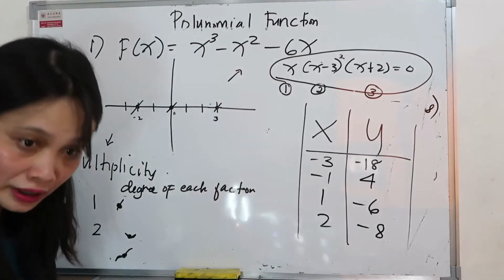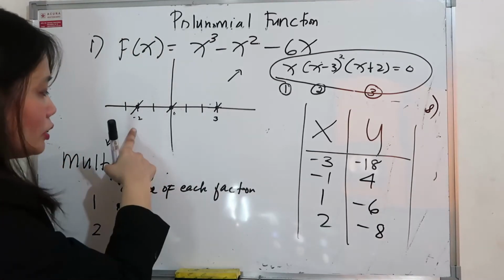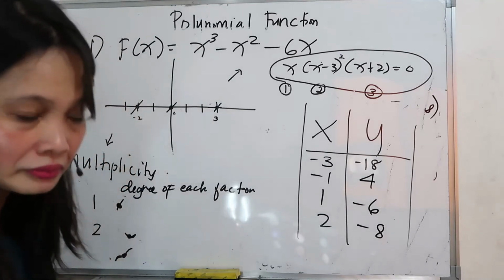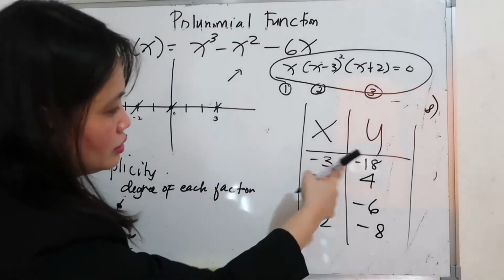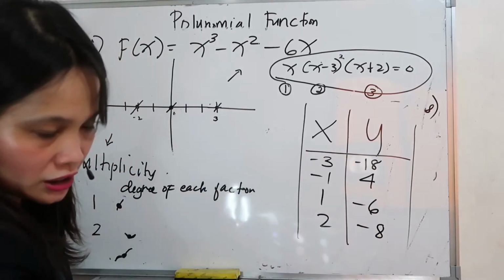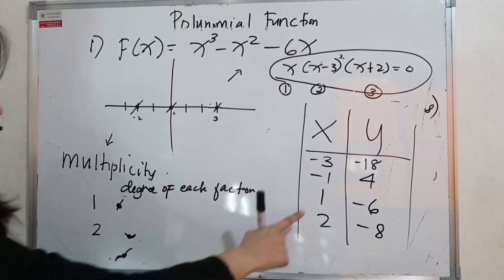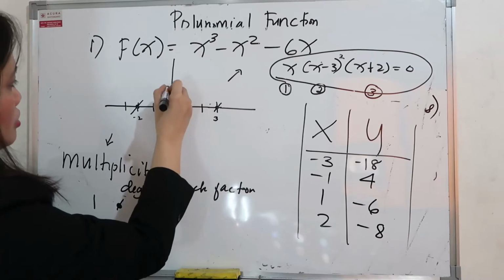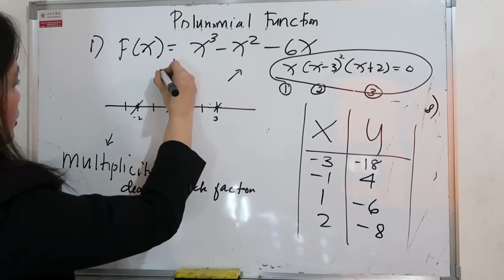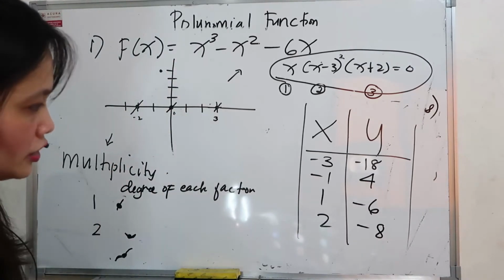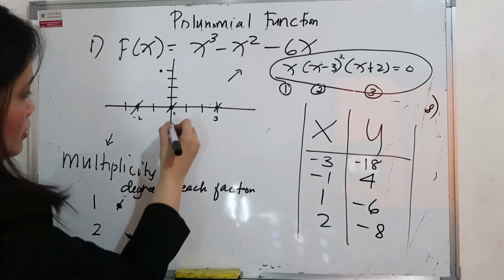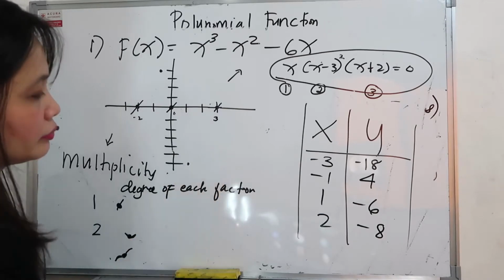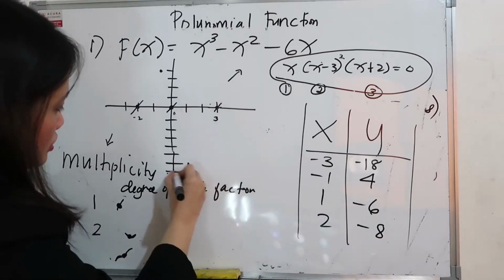Now, according to the end behavior, it starts in the third quadrant and ends in the first quadrant. And then we need to plot the other points. So the first one is negative 1, 4. So we have 1, 2, 3, 4. Next is 1, 6. So 1, 2, 3, 4, 5, 6. And then we have 2, 8. 6, 7, 8.